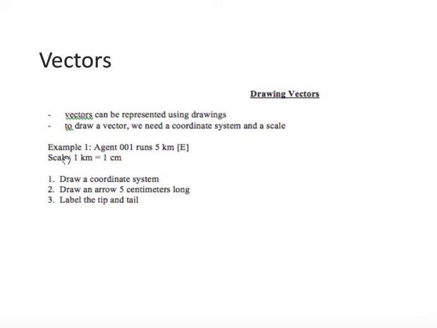Let's look at our first example. Agent 001 runs 5 kilometers east. So here's the scale we're going to use. 1 kilometer is 1 centimeter. And these are the steps we're going to take. So we draw our coordinate system here. And this is what the coordinate system looks like. North, east, south, and west.